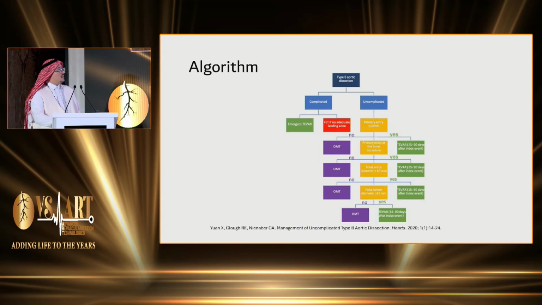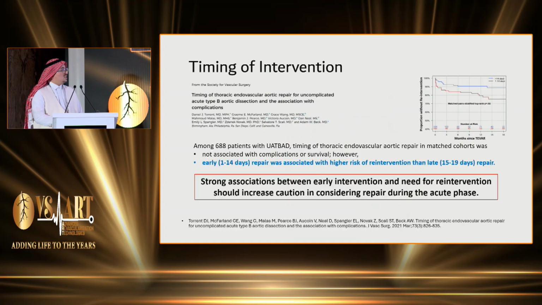If we look at an algorithm, the one we are currently using is this: if the patient comes in with a complicated dissection, they go for an emergency TEVAR if they have a good landing zone. If they don't, they go for a frozen elephant trunk. In patients with uncomplicated dissection, we look at the high-risk features. If the patient has a high-risk feature, we go for a TEVAR. In those with no risk feature, we can observe them and continue optimal medical therapy.